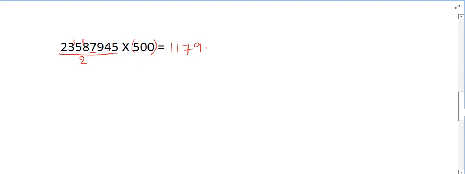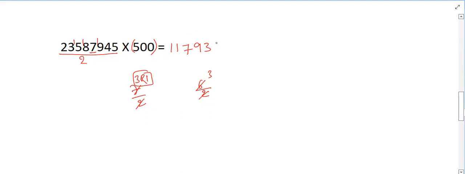7 by 2. 2 goes in 7 how many times? 7 divided by 2, 3 times with remainder 1, not 6 times. Sorry, sir. No issue. 3 times with remainder 1. Now it is 19.